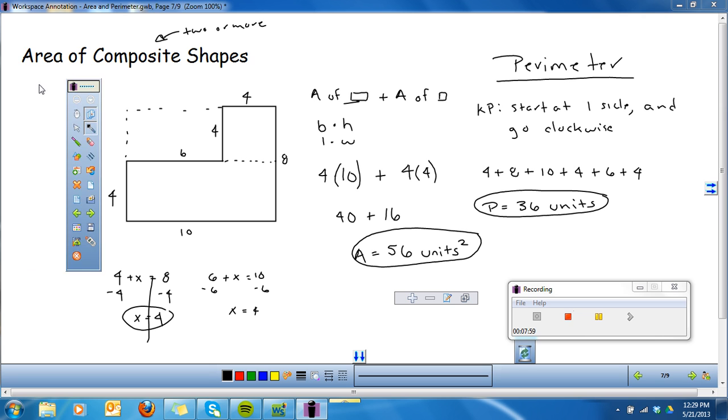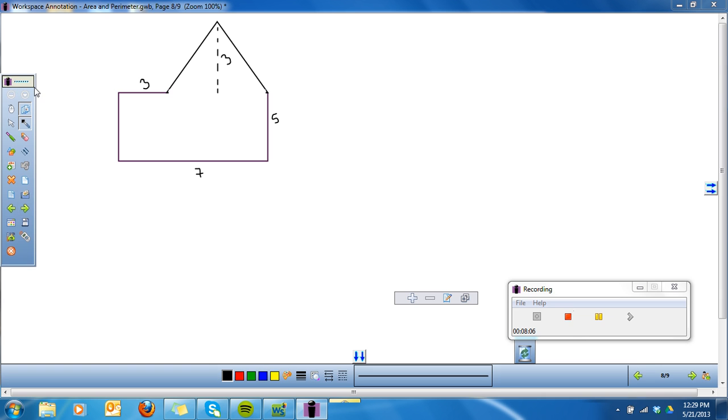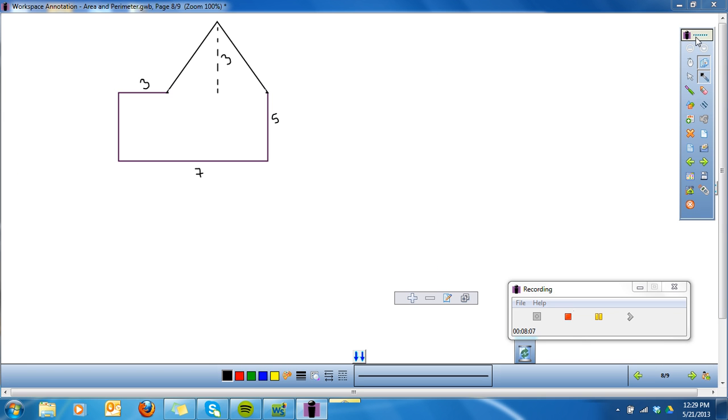Let's go ahead and do one more example before I let you loose on a little bit of practice. All right, let's say we had a shape like this. Now I'm looking at this and I'm like, okay, I can't just go ahead and find the area or the perimeter because I'm missing some things. What two shapes do you see inside of this one shape that kind of looks like a house?